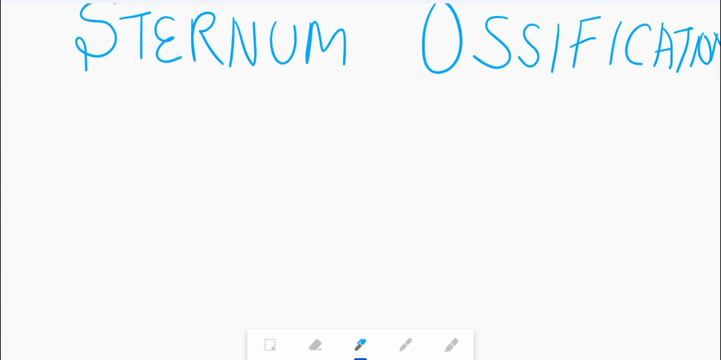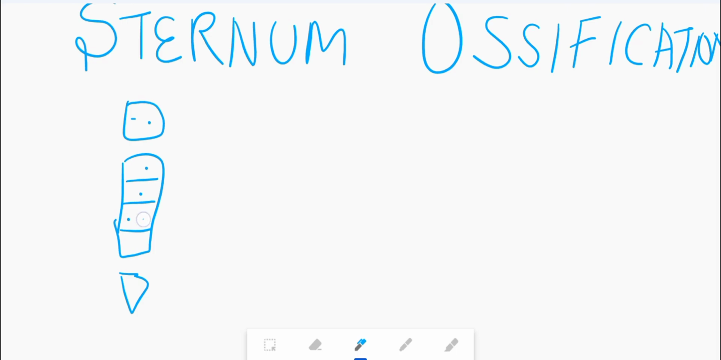we have the manubrium, and then we have the body, and then we have the xiphoid process. The manubrium is ossifying from two centers. The body is divided into four parts, and the first two parts are ossifying from a single ossification center, and the next two are from two ossification centers, and the xiphoid from one ossification center.